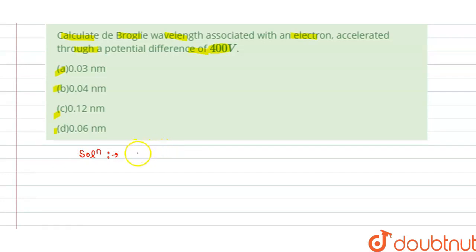we know that the electron is accelerated through a potential of 400 volt. So we can write here, the potential difference, that is our V here, equals 400 volt, and the kinetic energy K is 400 electron volt. If the potential difference is 400 volt, then the kinetic energy is 400 electron volt.